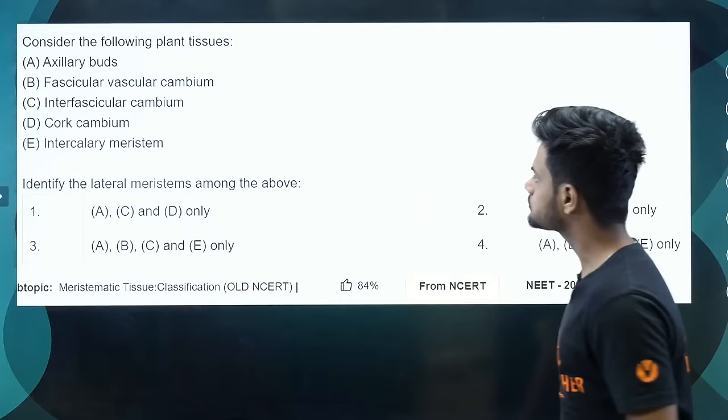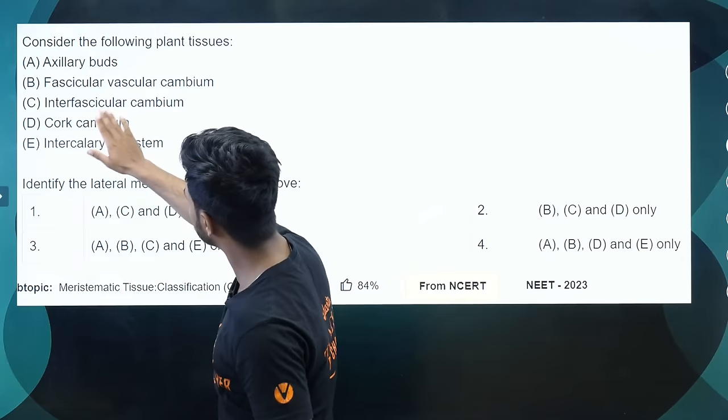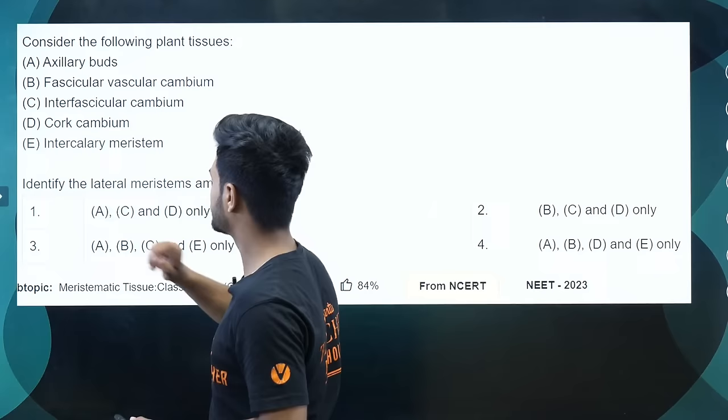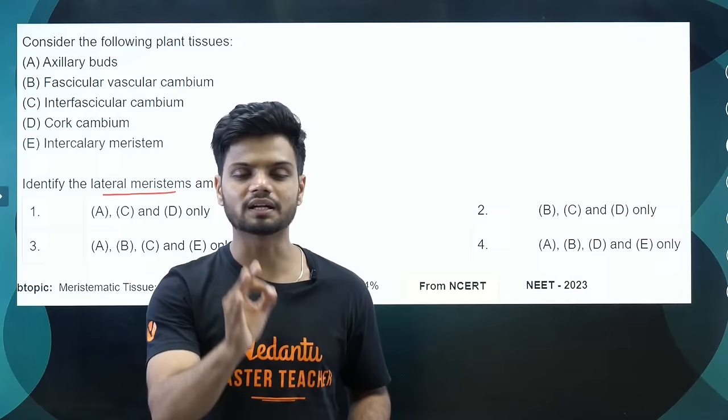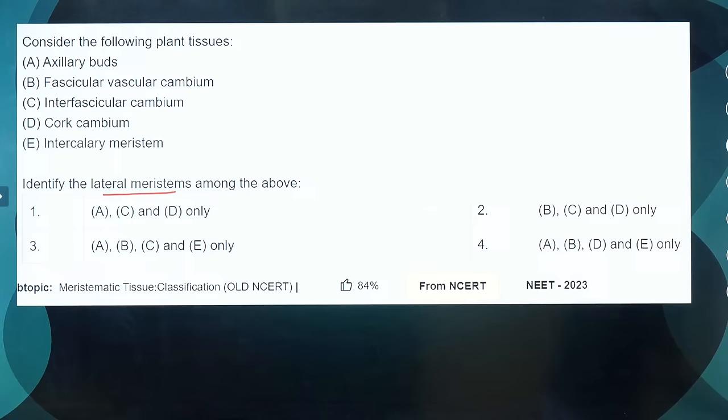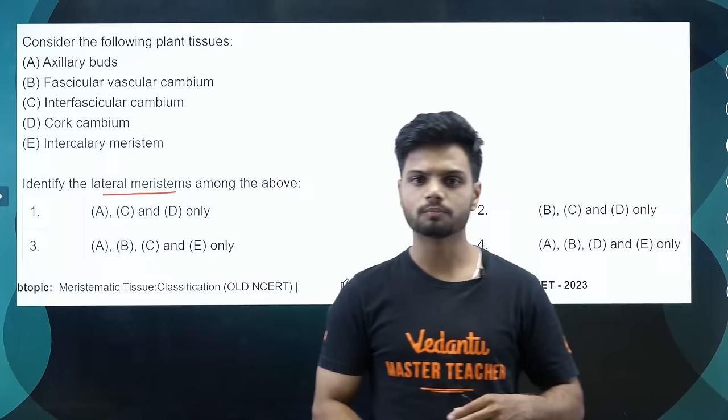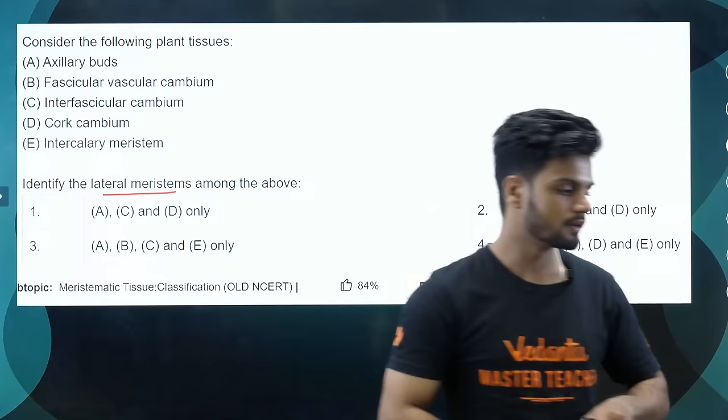Now, next question. Consider the following plant tissue: axillary bud, fascicular vascular cambium, interfascicular cambium, cork cambium, intercalary meristem. Identify the lateral meristem. Which 3 here are lateral meristem? 10 seconds, go. 10, 9, 8, 7, 6, 5, 4, 3, 2, 1. Time's up.